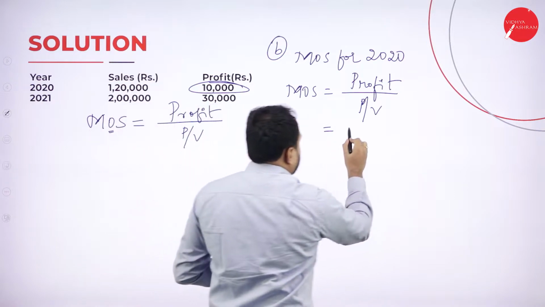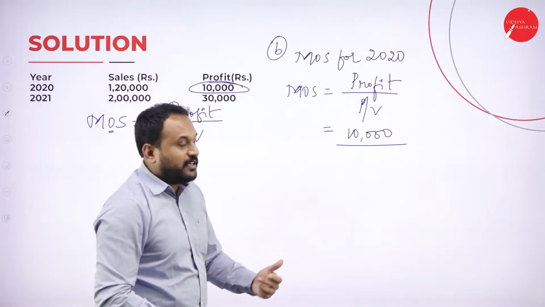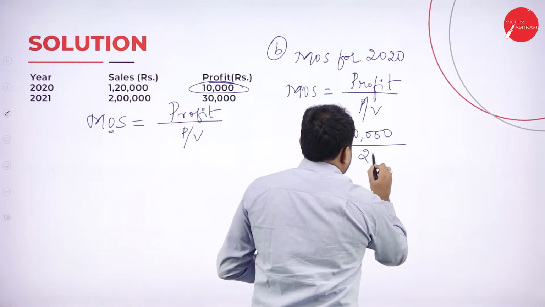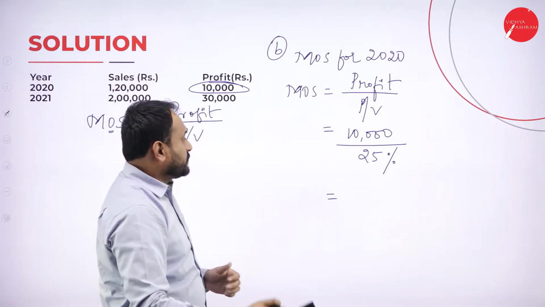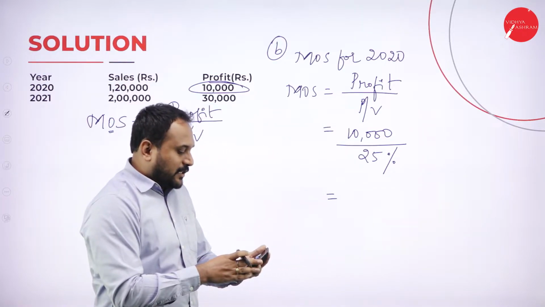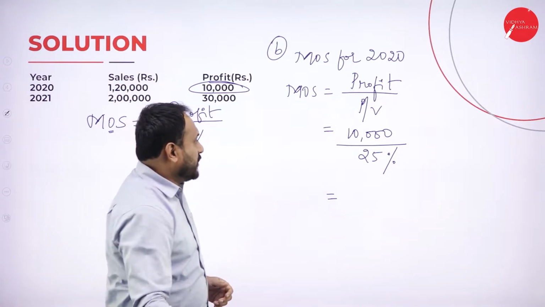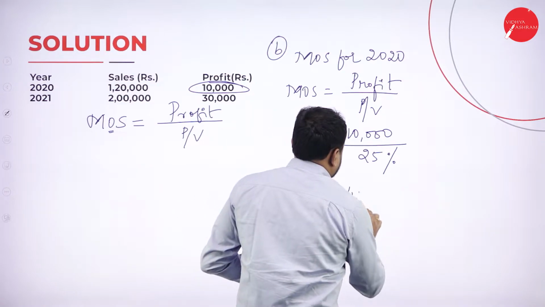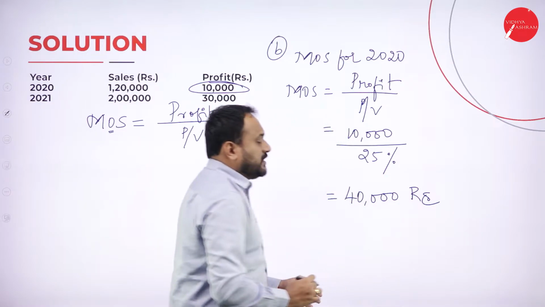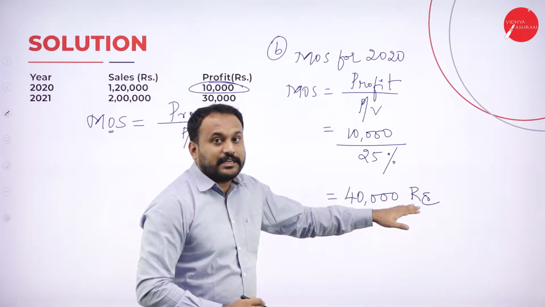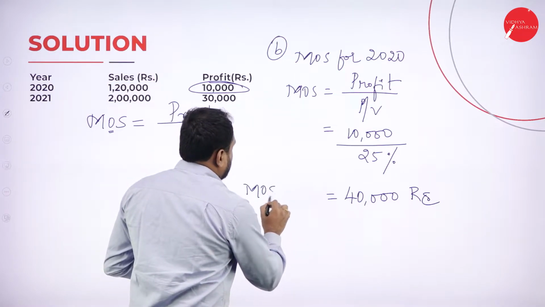So I'll write here 10,000 divided by, what is my PV? I have actually got my PV, that is 25%. Now I'll calculate. Take your calci, 10,000 divided by 25%. I got here 40,000 rupees. Please don't forget to go with the values. It is rupees. Now I got my MOS for 2020.